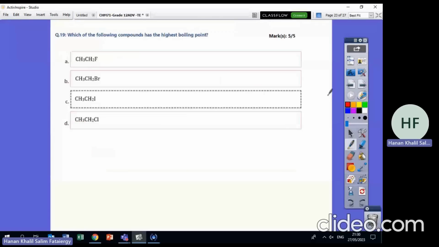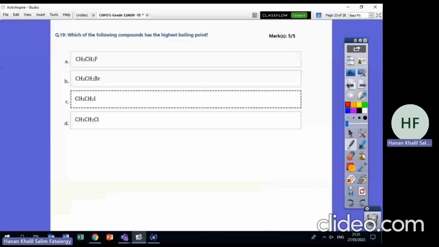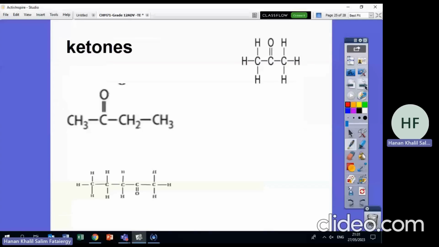Which of the following has the highest boiling point? Remember we said that as we go down the group in the periodic table, the boiling point increases. These are the halogens. Which one has more electrons? Iodine. So any compound containing I will have the highest boiling point because it has more electrons. Okay, and F has the least boiling point. As you can see here, this compound has F, Br, I, Cl. The one with I has the highest boiling point.